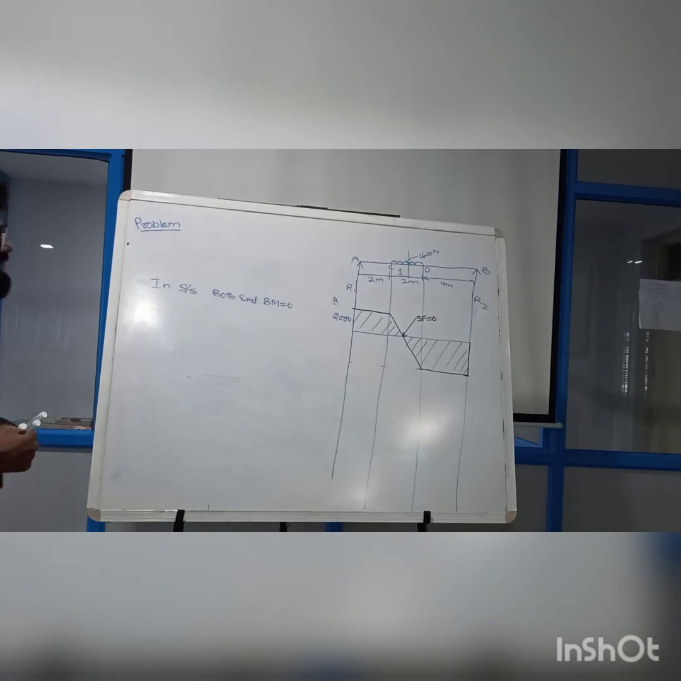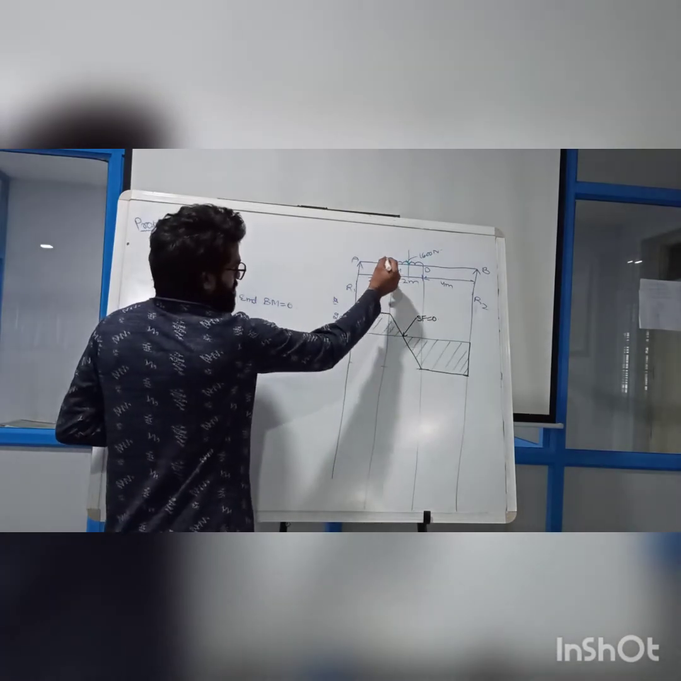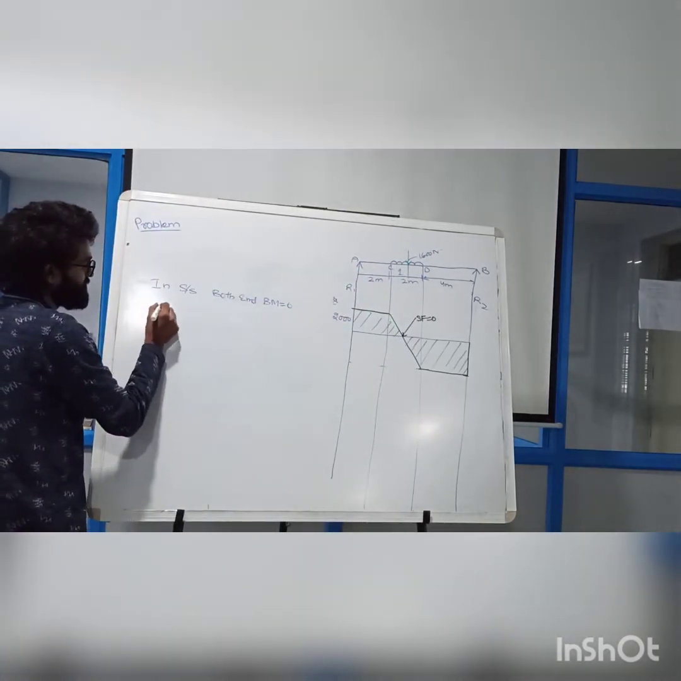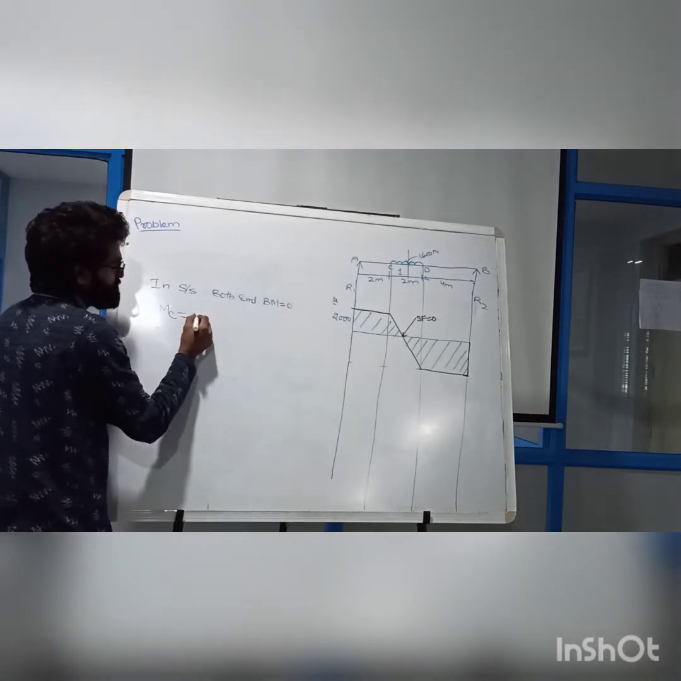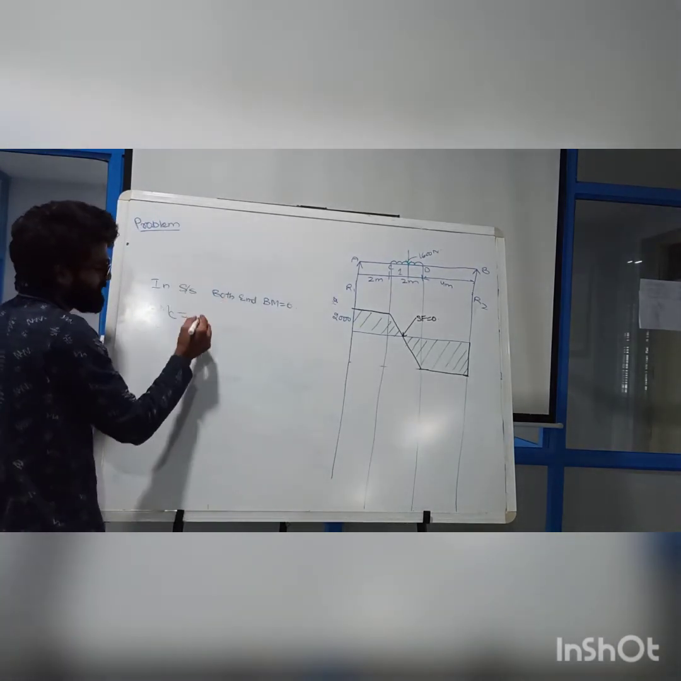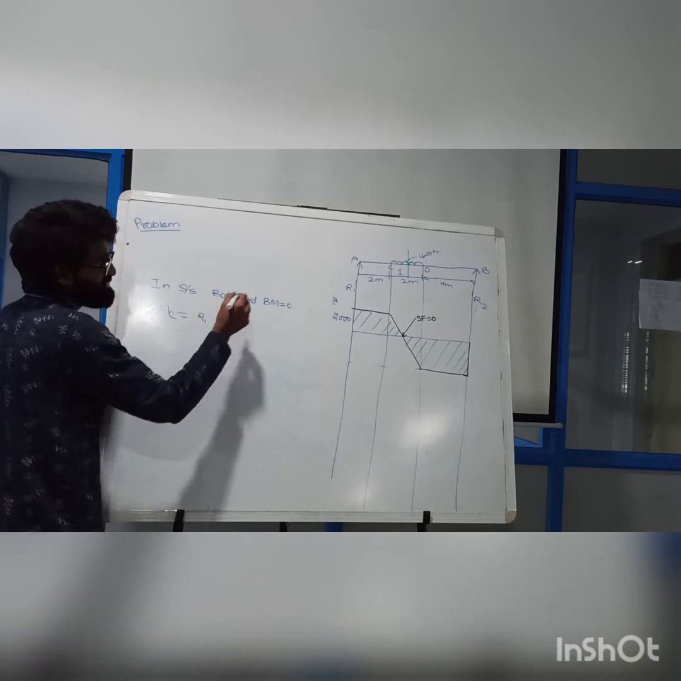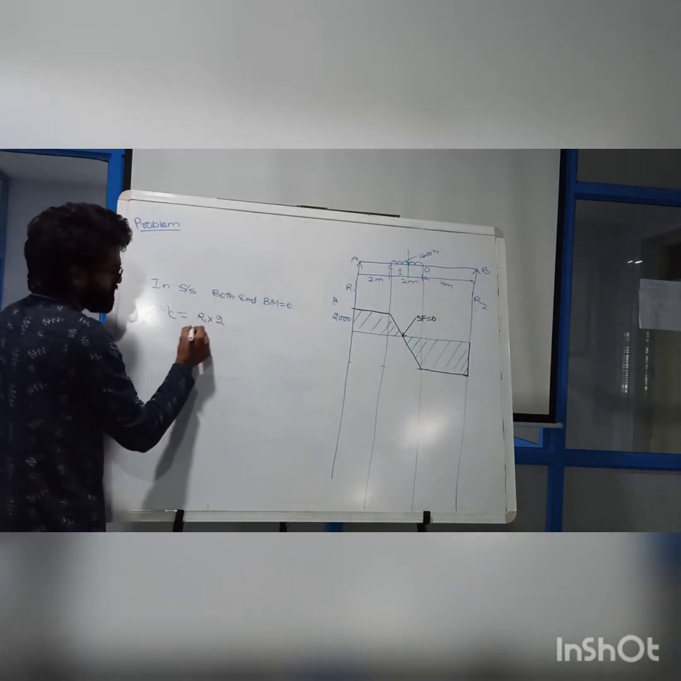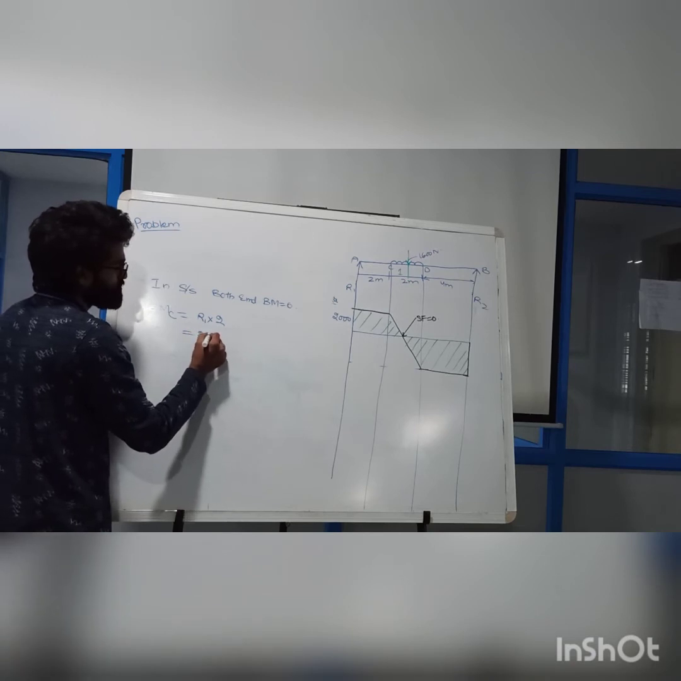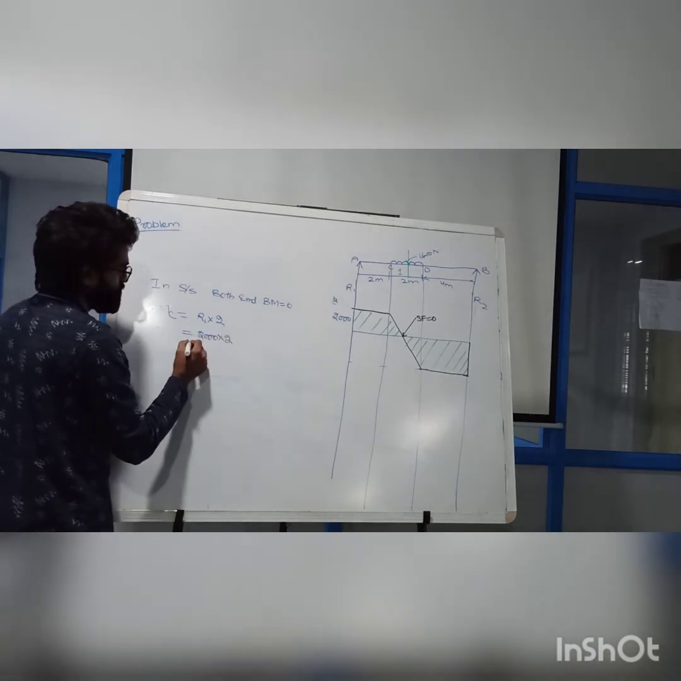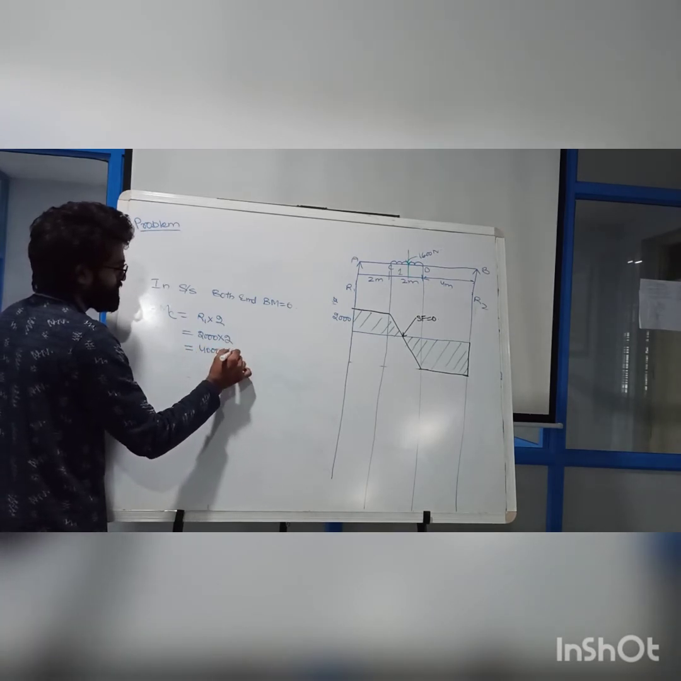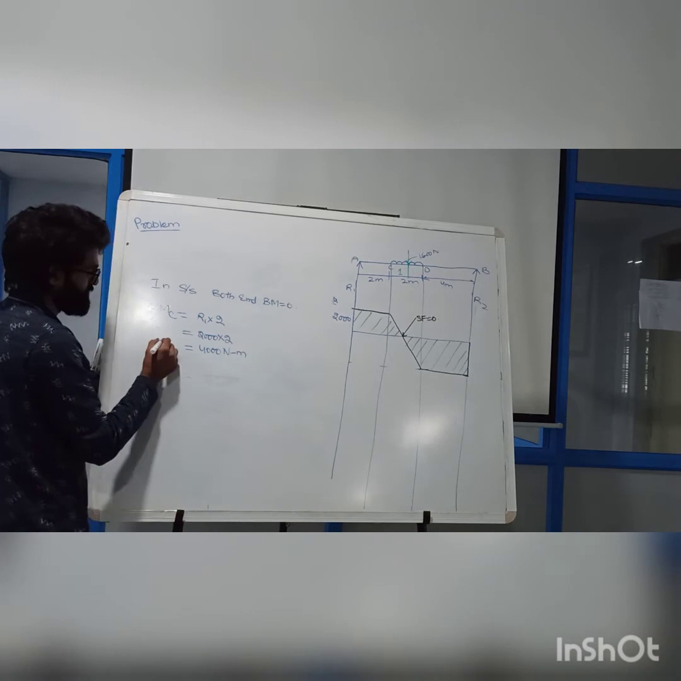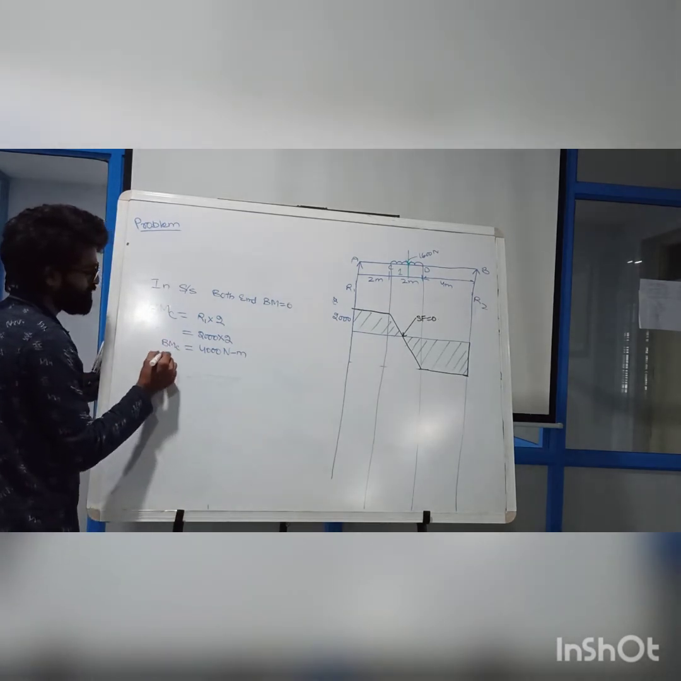So I need to calculate my bending moment at C point. Let us calculate the bending moment at C point. At C point, we can see how much force is acting: R1. R1 is acting in the upward direction, so plus R1, and the distance is 2. The R1 value is 2000 into 2, so my bending moment at C is 4000 Newton meter.